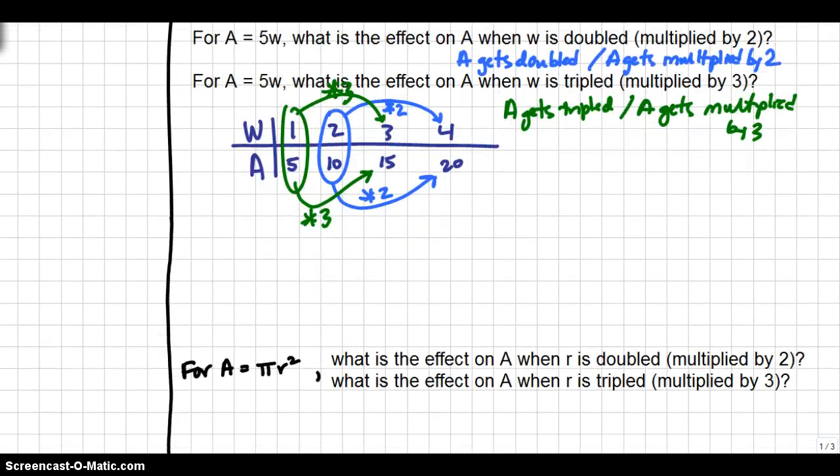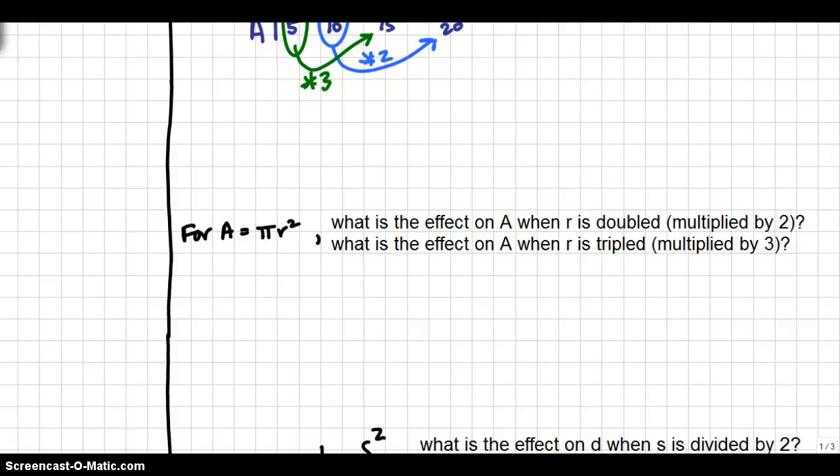For the next example, this time our equation is a equals pi r squared. What is the effect on a when r is doubled, or multiplied by 2? Let's utilize the theorem this time to answer the question.